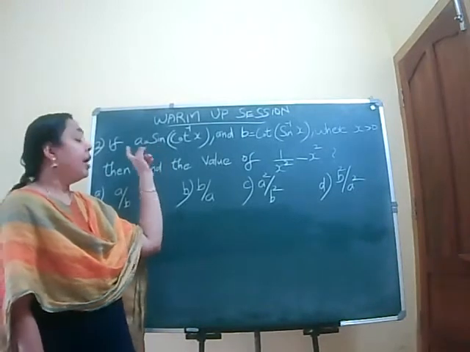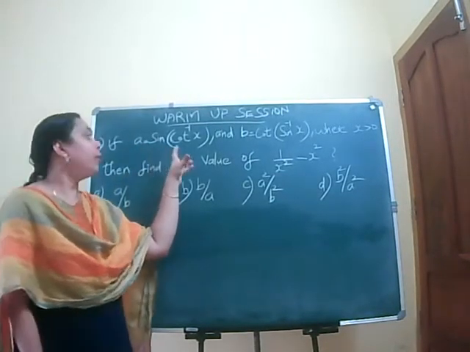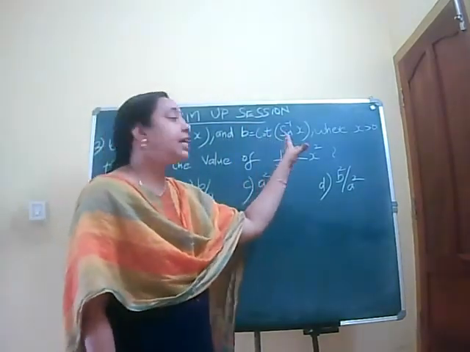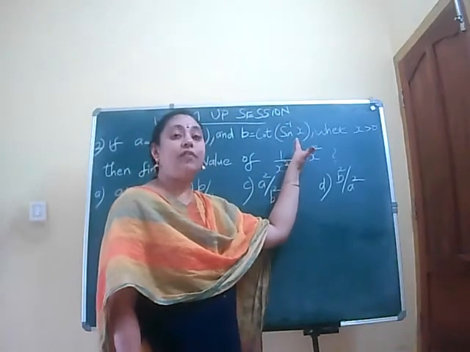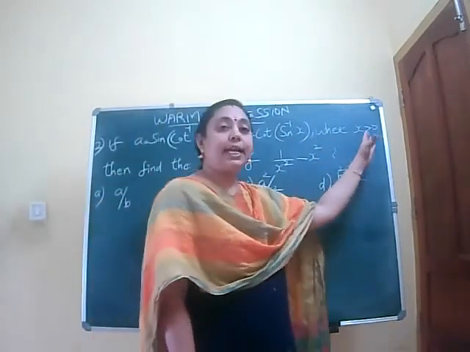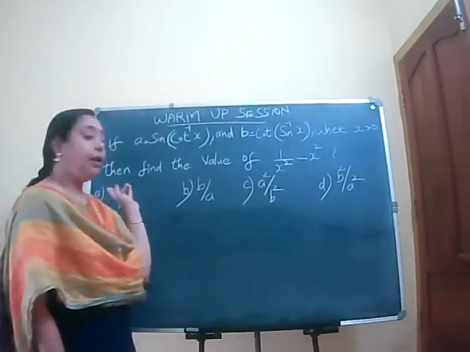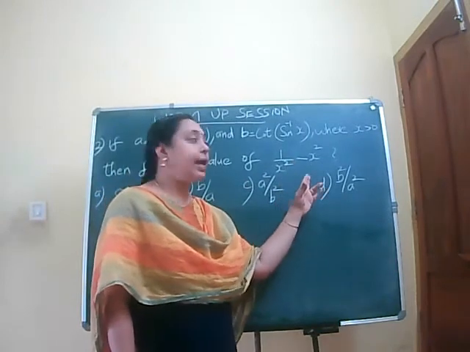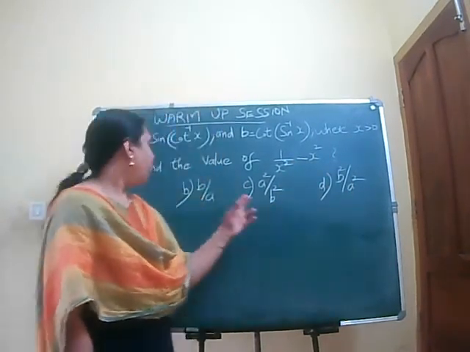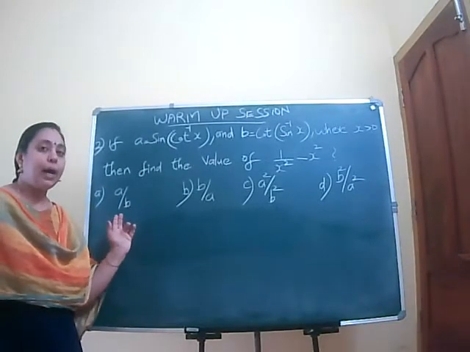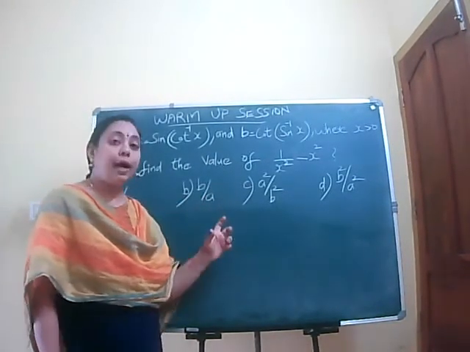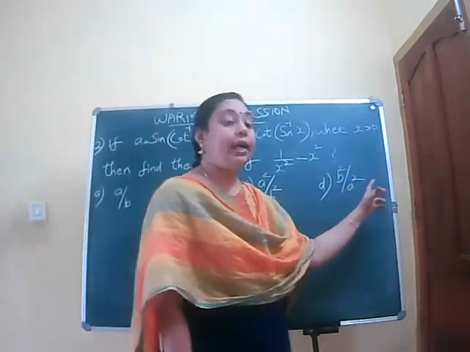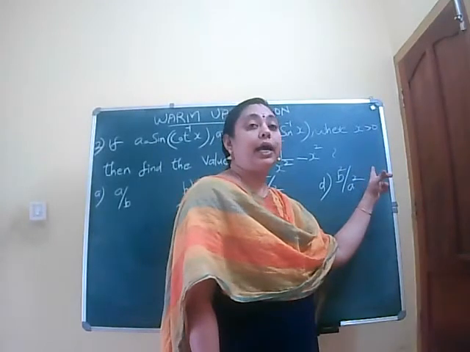Second question. If A is equal to sin cot inverse x and B is equal to cot sin inverse x, where x is greater than 0, then find the value of 1 by x square minus x square. Options: A, A by B; B, B by A; C, A square by B square; and D, B square by A square.